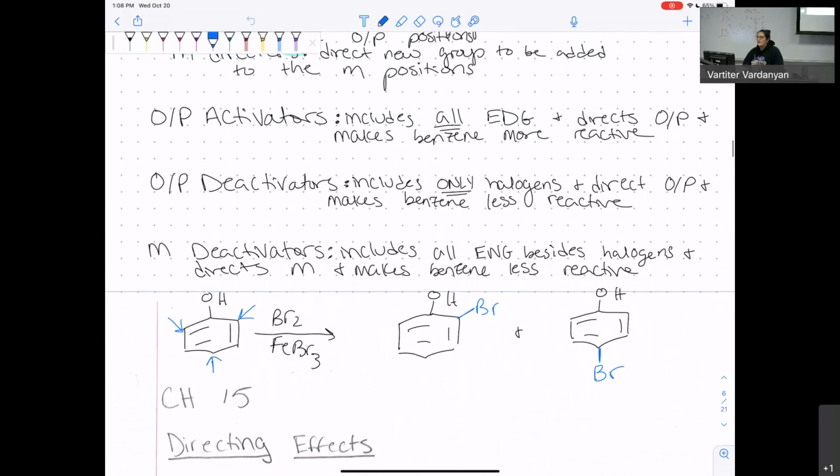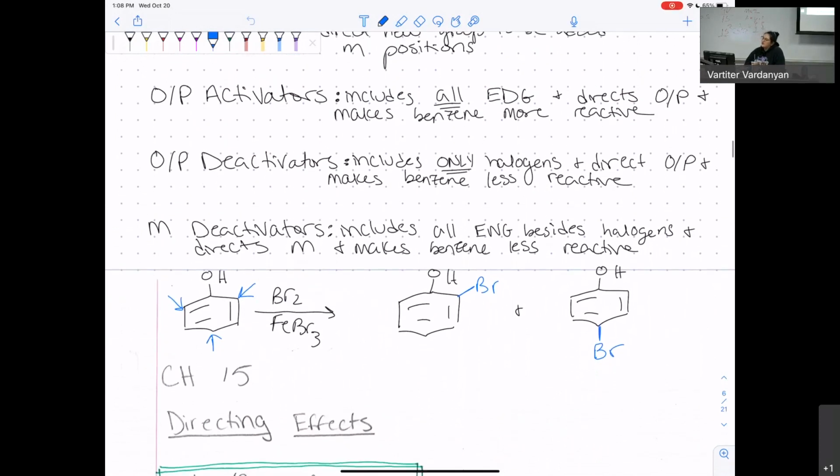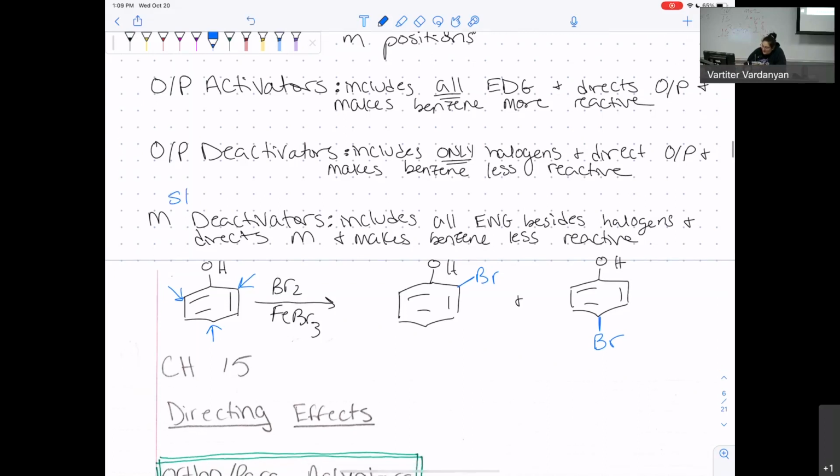Okay. We have our ortho-para activators, and those are all the donating groups. They make benzene more reactive. They direct ortho-para. Then we have our ortho-para deactivators, which we also call our weak deactivators. These are only the halogens. They direct ortho-para, and they still make benzene less reactive. And then we have the meta deactivators, which are going to include all of our withdrawing groups besides halogens. They direct meta, and they make benzene less reactive. And we're going to call these guys our strong deactivators, and we're going to call these our weak deactivators. So it is important that you have that distinction noted.